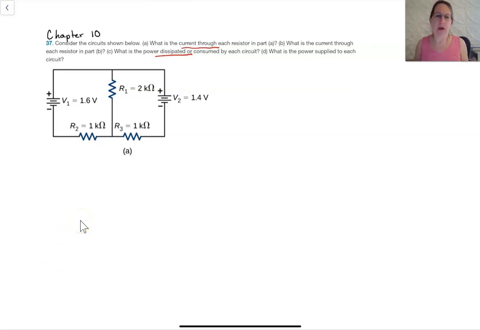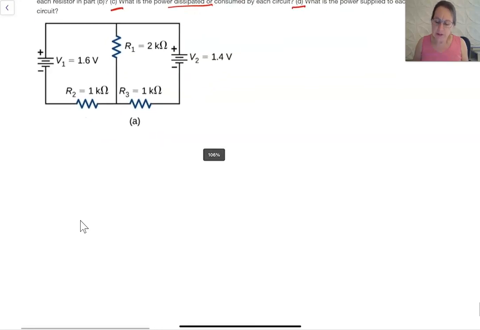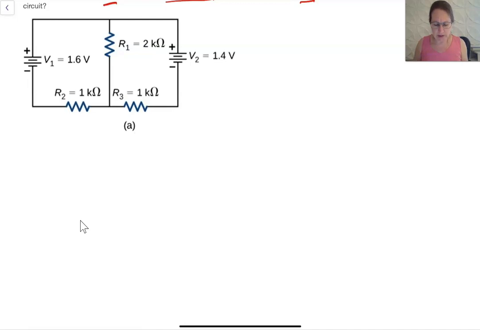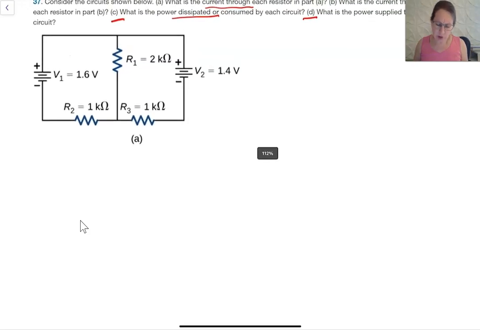And then the power supplied. The power supplied is going to be the power dissipated. So if we can just find the power from the battery, then that answers questions both C and D here. Okay, so we're going to take a look at this circuit. The first thing to notice is that the resistors aren't in parallel or in series, so we've got to use Kirchhoff's laws.